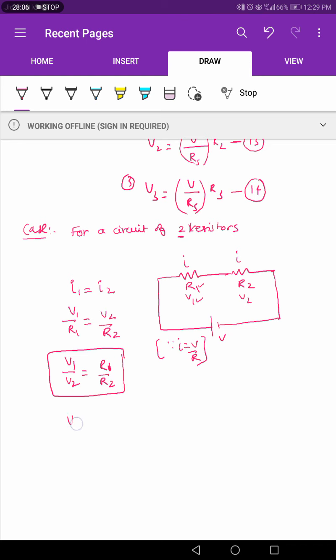If you want to write V1, we can write R1 by R2 into V2. Now V2, if you want to write, R2 by R1 into V1. So first we can find the ratio, V1 V2 ratio we can find. In that we are calculating the resistances. Okay, so this is the session.